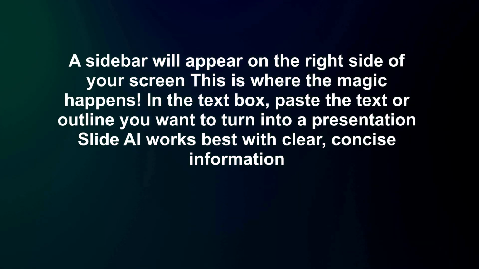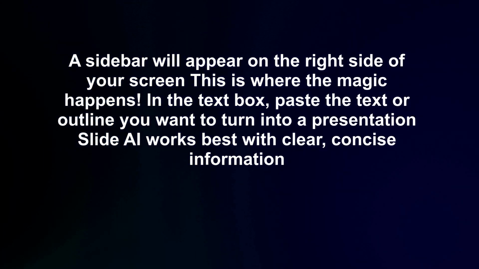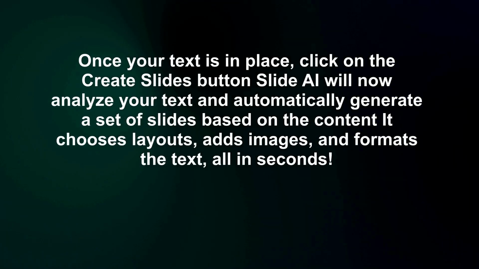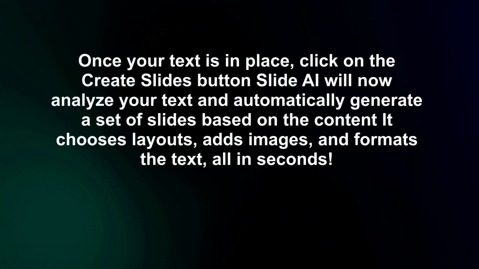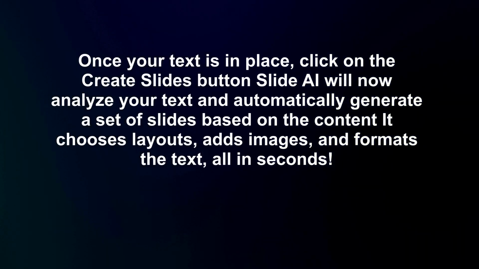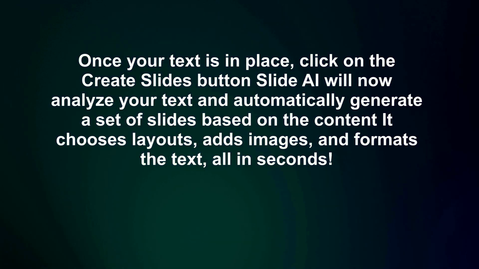In the text box, paste the text or outline you want to turn into a presentation. SlideAI works best with clear, concise information. Once your text is in place, click on the Create Slides button. SlideAI will now analyze your text and automatically generate a set of slides based on the content. It chooses layouts, adds images, and formats the text, all in seconds.